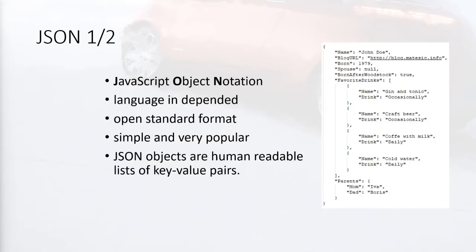So JSON, JavaScript Object Notation, is a language independent open standard format used for data exchange between applications and services. You can also store data, not only, but you can store data in JSON format. JSON format is simple and very popular. It is commonly used, for example, in Ajax applications, web services, REST, NoSQL databases. So in simple terms, they are human readable lists of key value pairs.